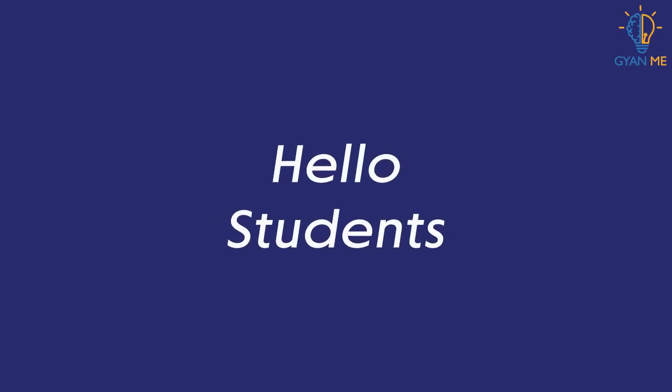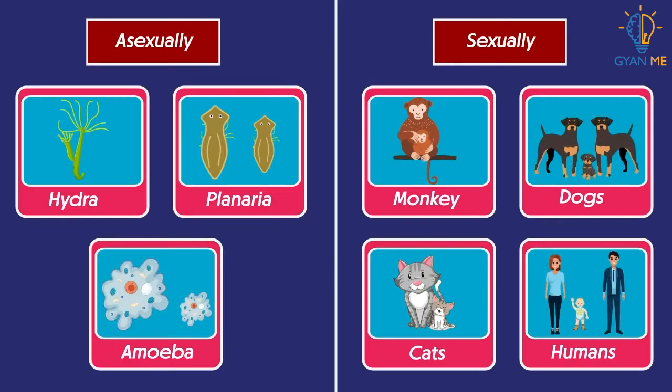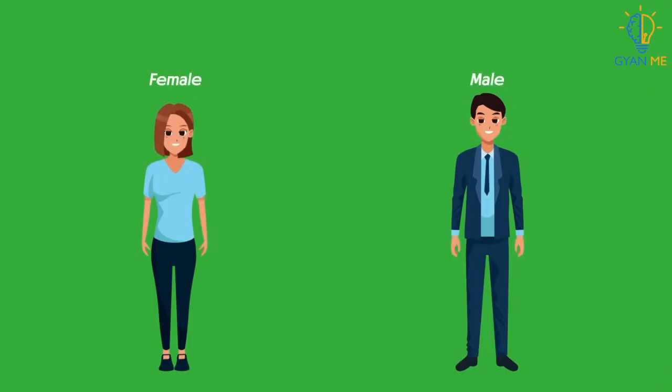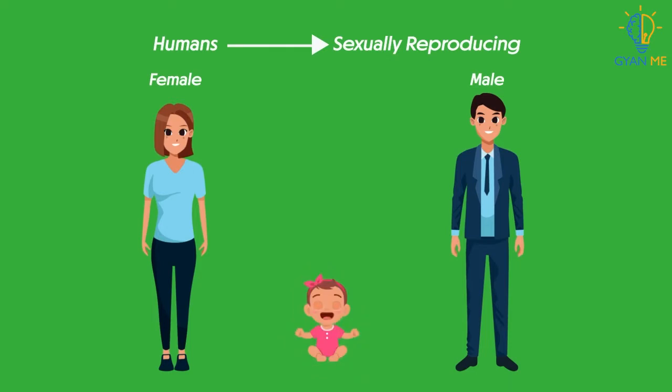Hello students! So far we have been discussing the variety of modes that different species use for reproduction. Let us now look at the species that we are most interested in, that is humans. As you are aware, humans are sexually reproducing, that is, male and female parents are required to produce new individuals.